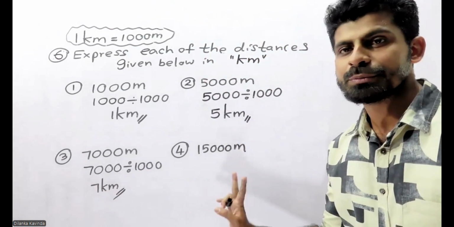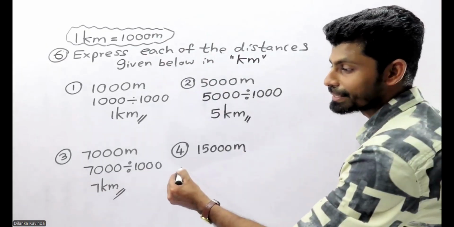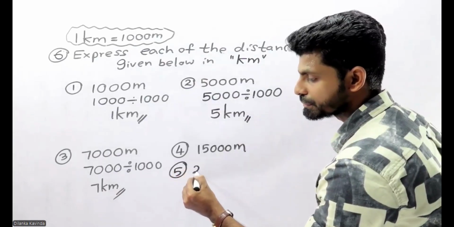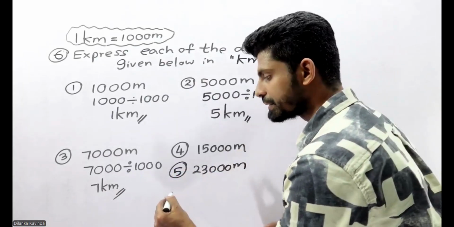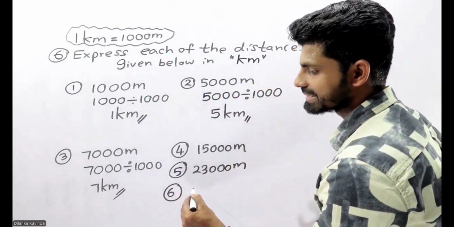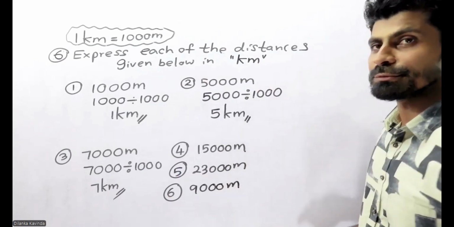15,000. Try to do this one. The last 3 zeros should be cancelled out. Then what is the answer? Question number 5, 23,000 meters. You can do that one. Question number 6, 9,000 meters. You can do this one.